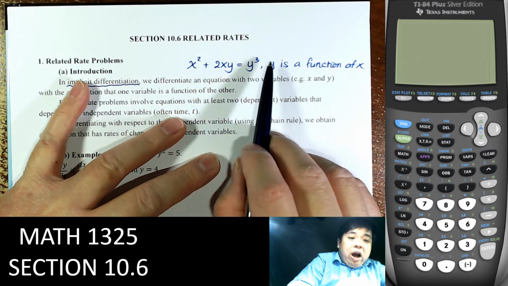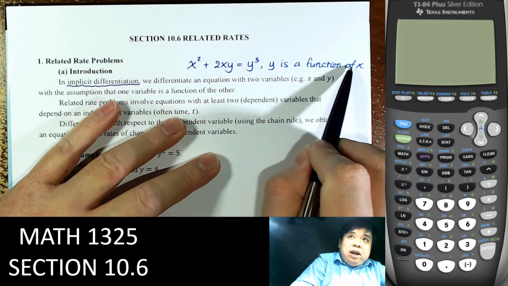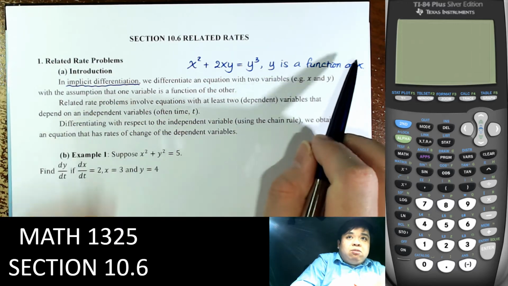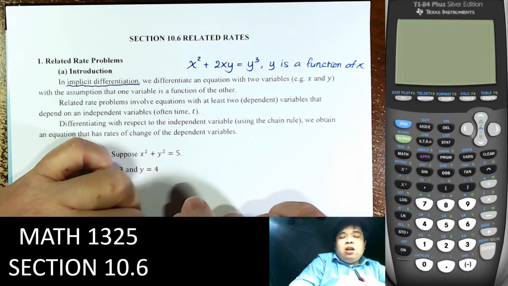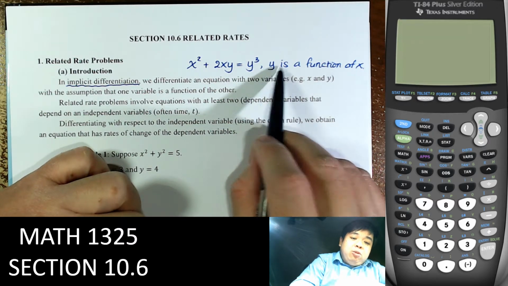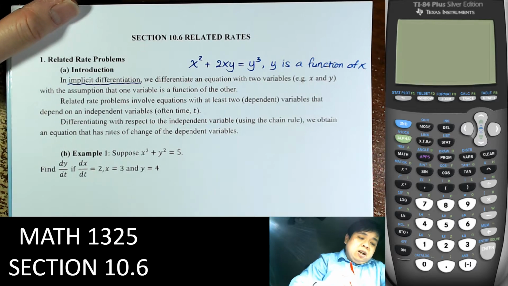So in this case, y is called the dependent variable and x is independent. Every time we choose x, the y depends on that x because y is a function of x. So once again, y is the dependent variable and x is the independent variable. Right, so that is a problem in implicit differentiation.